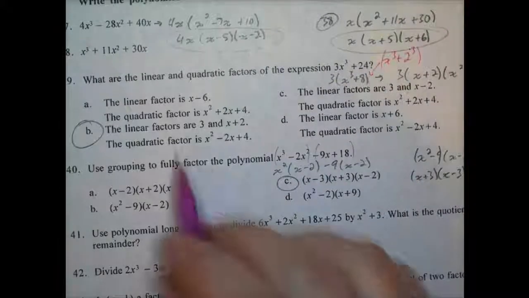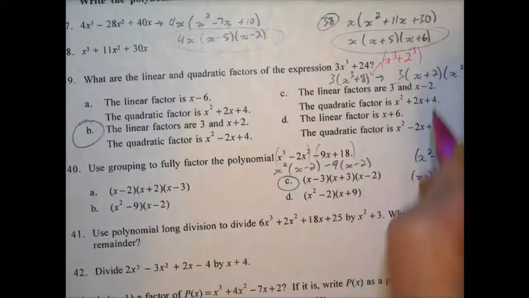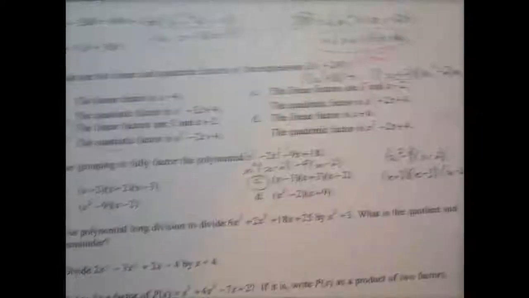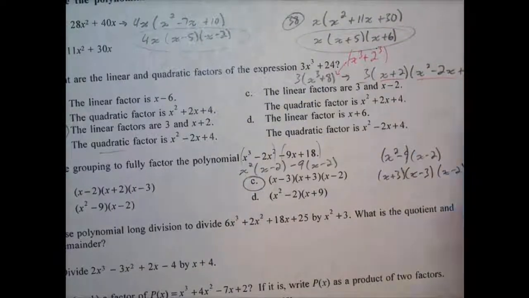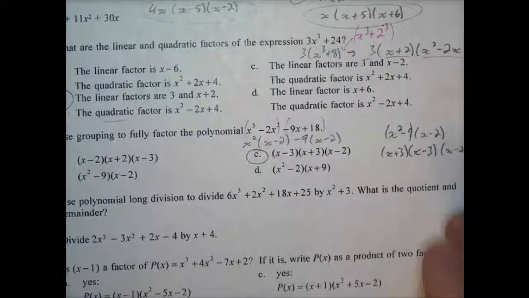So now the linear factors, 3 and x plus 2. 3 makes a line if it were to be by itself. X plus 2 makes a line if it were to be by itself. Quadratic, it would make a quadratic if it were by itself. Just pay attention to exponents and all that good stuff as you guys are going through this stuff, please.